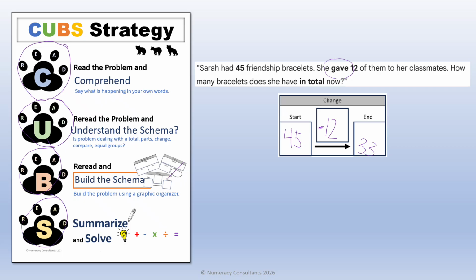Our summarizing is, well, Sarah started off with 45. She gave away 12. We ended up with 33, and we could go ahead and do 45 minus the 12, and we know that equals 33. Now let's see if our strategy holds up, and let's see what the next problem looks like.